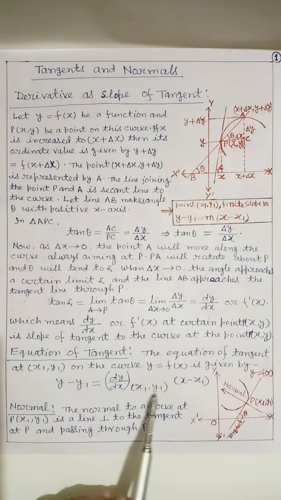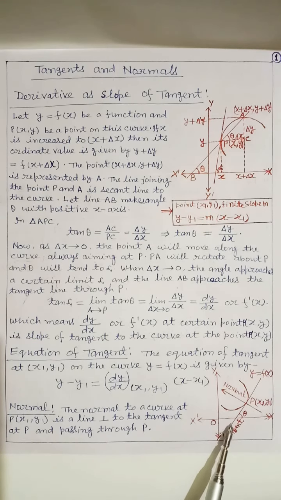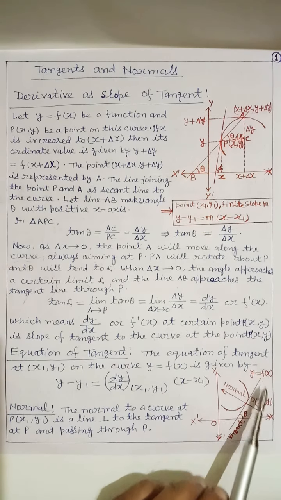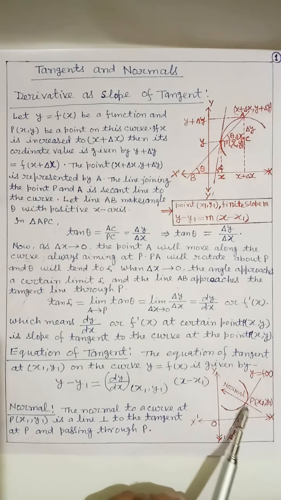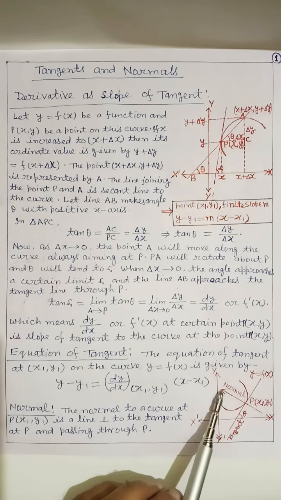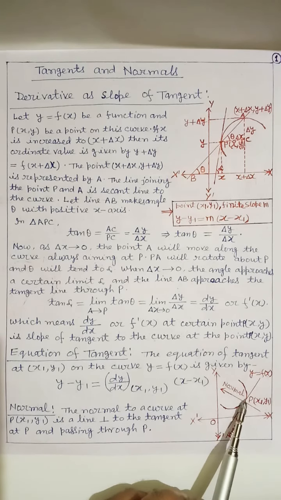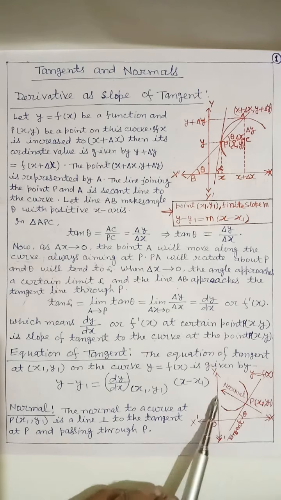So this is the equation of tangent. Normal: the normal to a curve at a point P(x1, y1) is a line perpendicular to the tangent. Here this is a tangent line, and this line is perpendicular to the tangent line, and this line passes through the point P also. So this is called the normal.